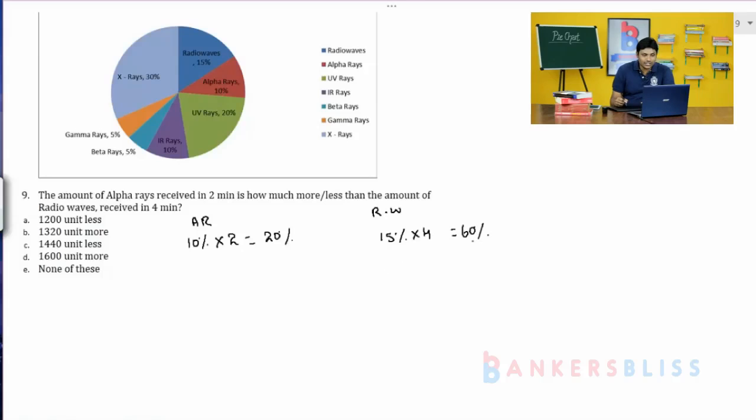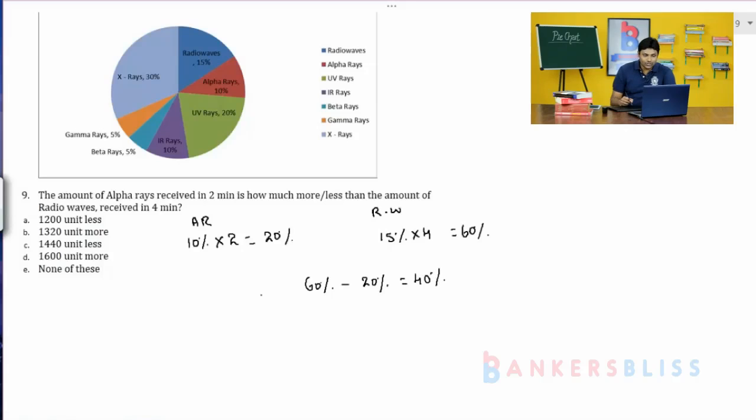And what are they asking? They are asking how much more or less than the amount. They are not asking us to calculate the percentage more or percentage less. They are simply asking us to calculate how many units more or less. So 60% minus 20%, which is equal to 40%.